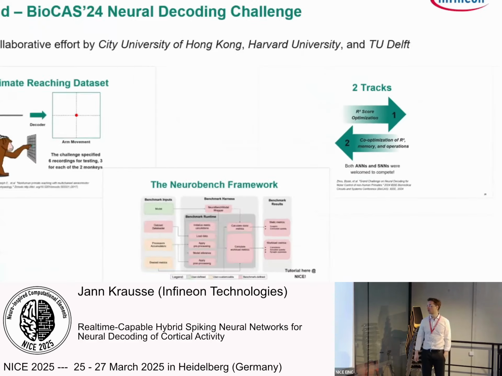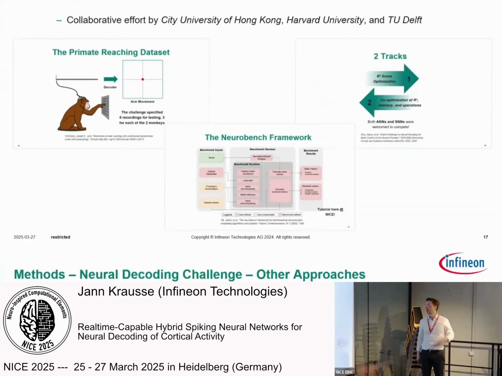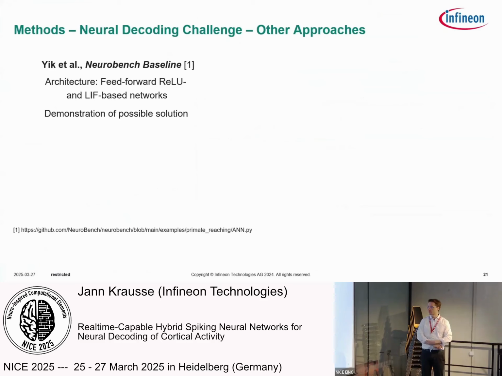All right. So I want to give you a quick overview of other approaches that were submitted. First of all, you have the baseline of Neurobench. This was just there to show, okay, this is a solvable task. Here is what's possible. And the architectures were just simple feed-forward networks consisting of ReLUs for the ANNs and LIFs for the SNNs. And some of the, let's say, more sophisticated approaches were submitted to the challenge.